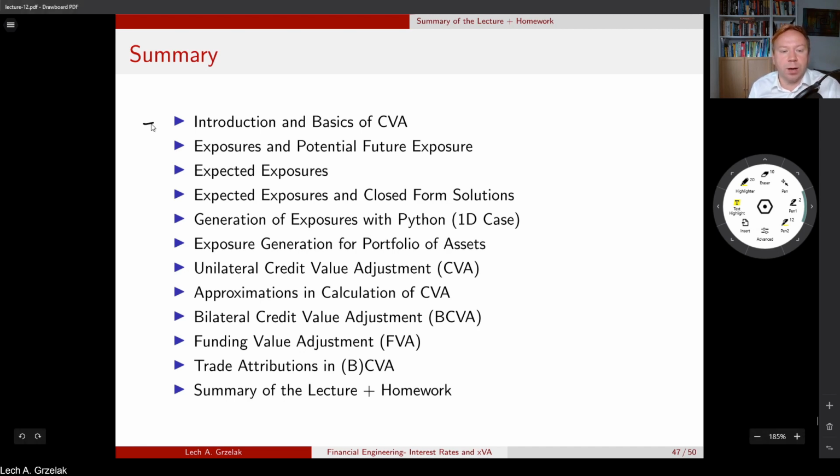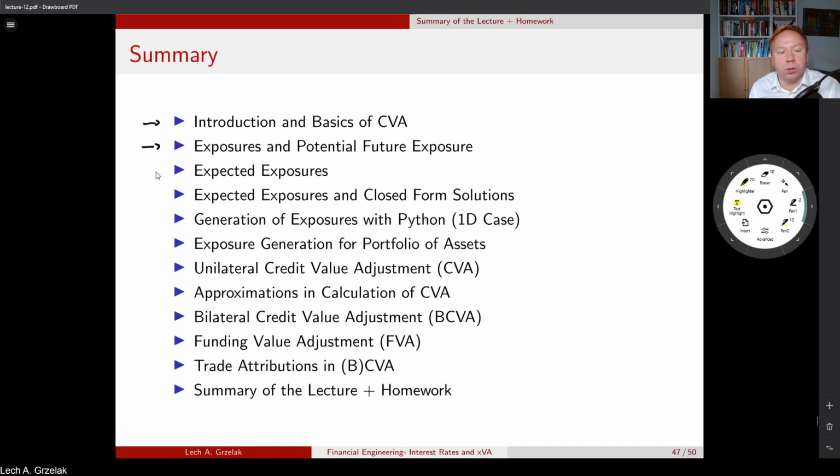We start with an introduction to the basics of credit value adjustments, and also we discussed the exposures and potential future exposures. Those two were elements. The first one, we discussed why the need for CVA actually appeared. What was the motivation from the regulator to introduce this kind of measure and adjustment of derivatives, why to look at the default probabilities of a counterparty, and later how this is related to calculation of exposures.